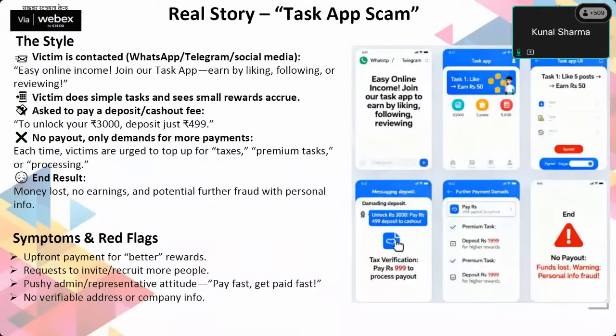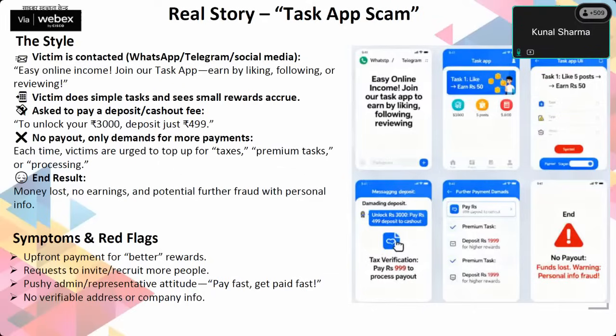Let's say 500 rupees. Once you pay that 500 rupees, the money that is credited in your portal will still not come. He'll say that there is some technical error, and then again he'll demand some more money. So at the end, you will not be getting any money, and the money you have deposited for getting your own money will go to the attackers. So these kinds of task app scams are also there in the market.